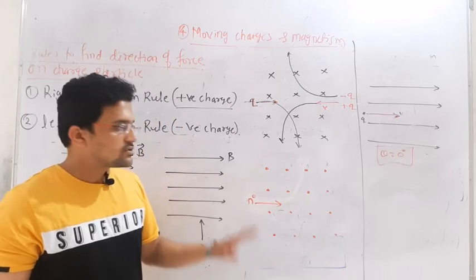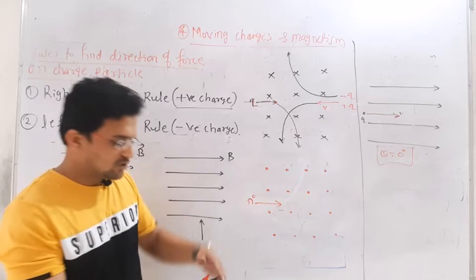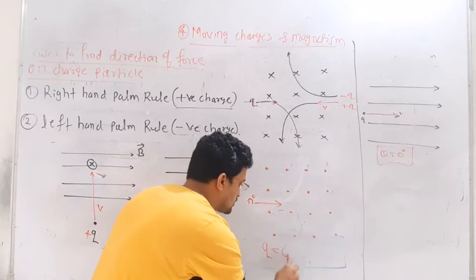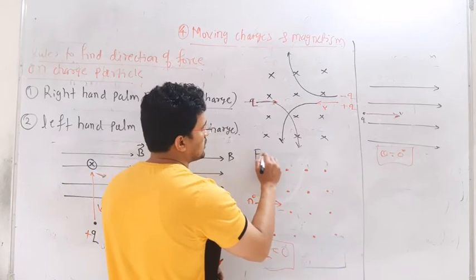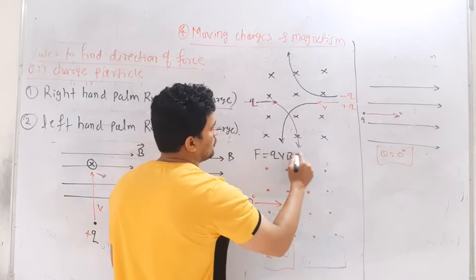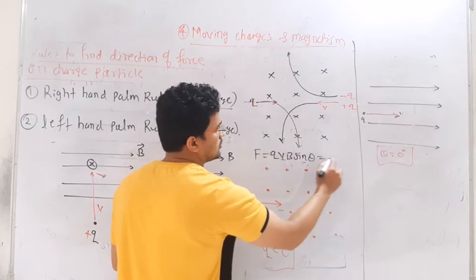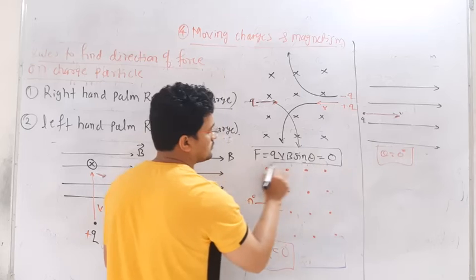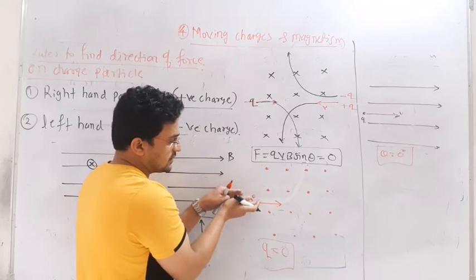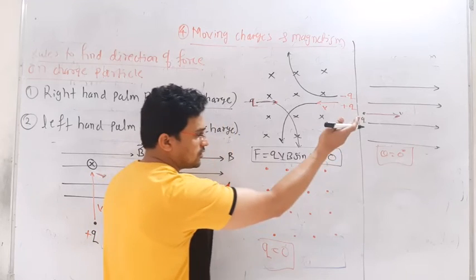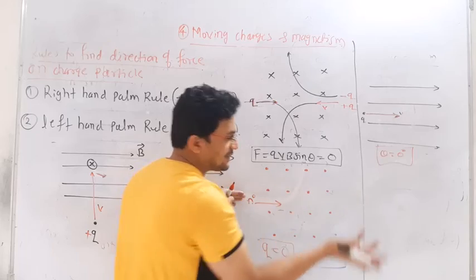The neutron will not move in any direction, because the charge on the neutron is q equal to 0. Hence by the equation F equals qvB sin theta, with q equal to 0, everything multiplied by 0 gives 0 itself. That means the force on the neutron is 0, and hence it will just move through the magnetic field without any deviation or change in direction.